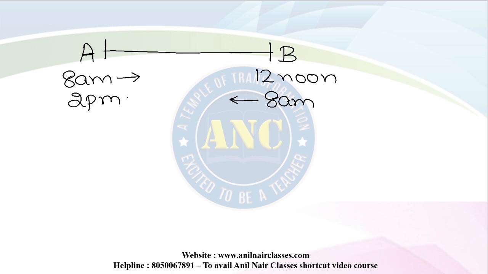Now my simple question is, when they are traveling in the opposite direction like this, the first train is starting from A and reaching B, the second train is starting from B and reaching A. When they are traveling in the opposite direction, at some point both the trains will meet, right? Suppose this is the meeting point, for example. My question is, at what time will they meet?